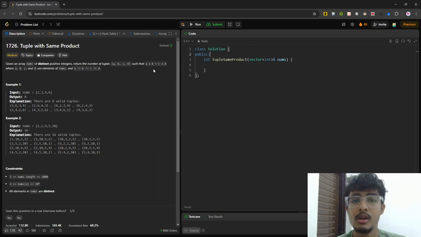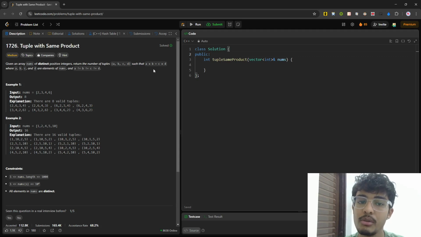Hello guys, today we will discuss LeetCode question number 1726, Tuple with Same Product. In this question we are given an array nums which has unique positive integers. From this array nums we have to find the total valid tuples that can be formed.